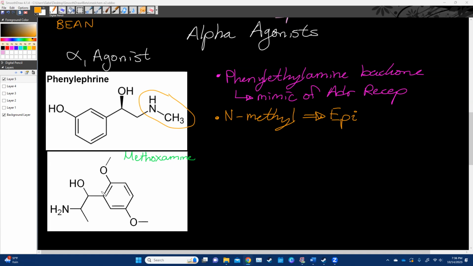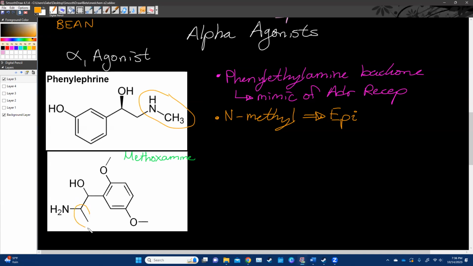What you'll notice about methoxamine is that it mimics norepi as well. Even though this nitrogen does not have a methyl group on it, there is this methyl group here, which provides the same sort of characteristic of a nitrogen having steric hindrance from the drug.